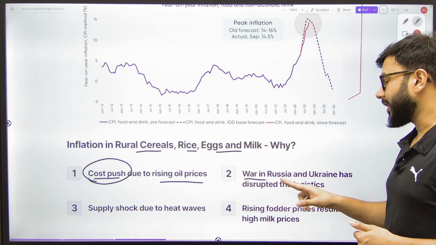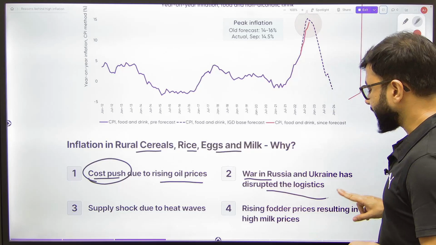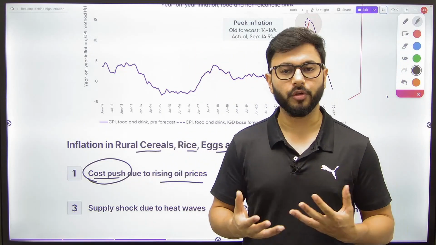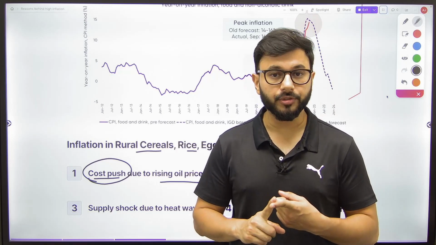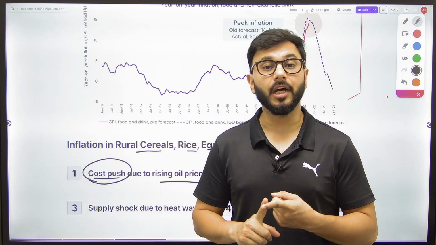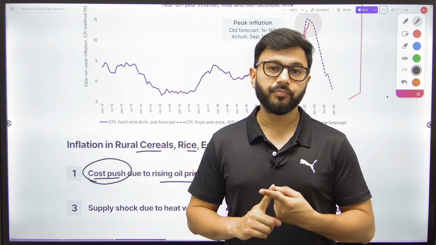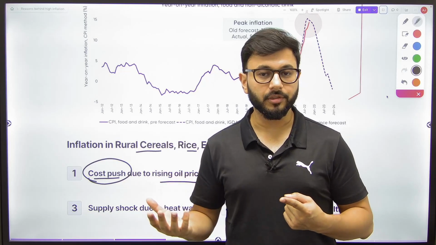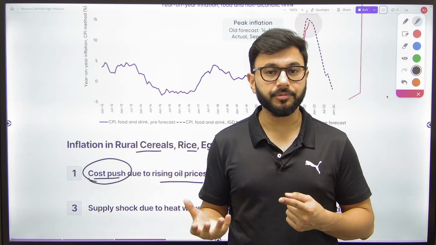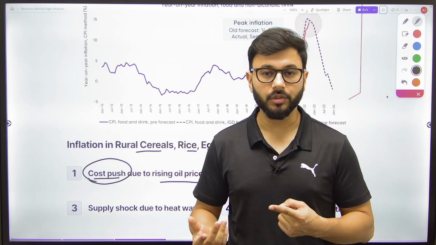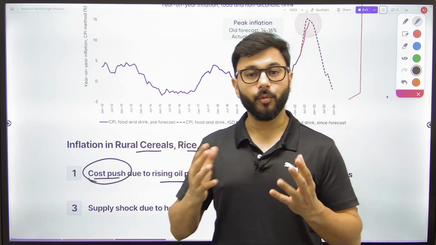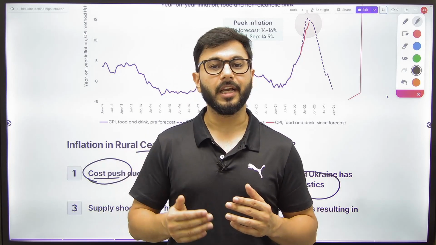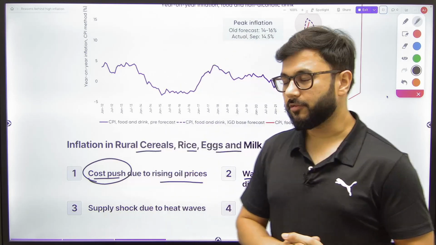The second major reason is the war in Russia and Ukraine, which has disrupted the global logistics. Global logistics includes a lot of things. For example, the wheat imports happening from Ukraine in countries around the world. For example, the insurance cost of products that are being transferred from one place to another. For example, the chips that are being made in China and exported around the world. So the war has disrupted the overall logistics of everything around the world, which also results in a rise in inflation, including food inflation as well.